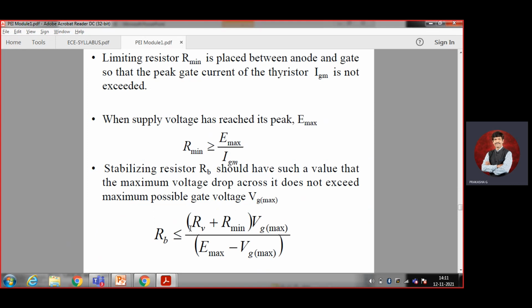Limiting resistor R is placed between the anode and gate so that the peak gate current of the thyristor, IG minimum, is not exceeded. Why R minimum? That should also have been given.